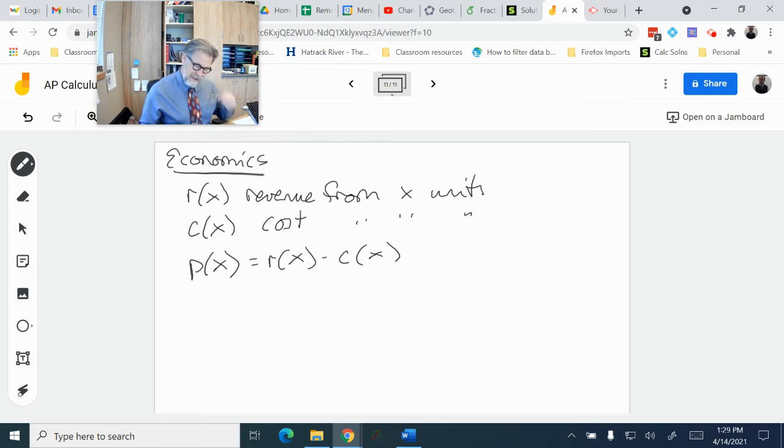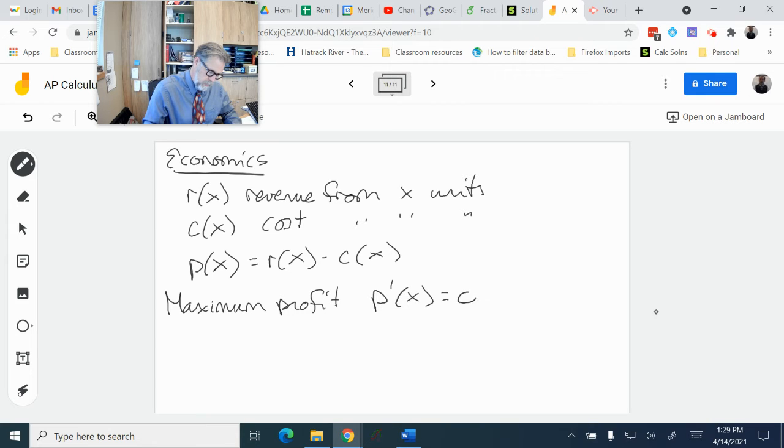All right. So what do we know about maximum profit? Well, we know that maximum profit has to occur when P prime of X equals 0.